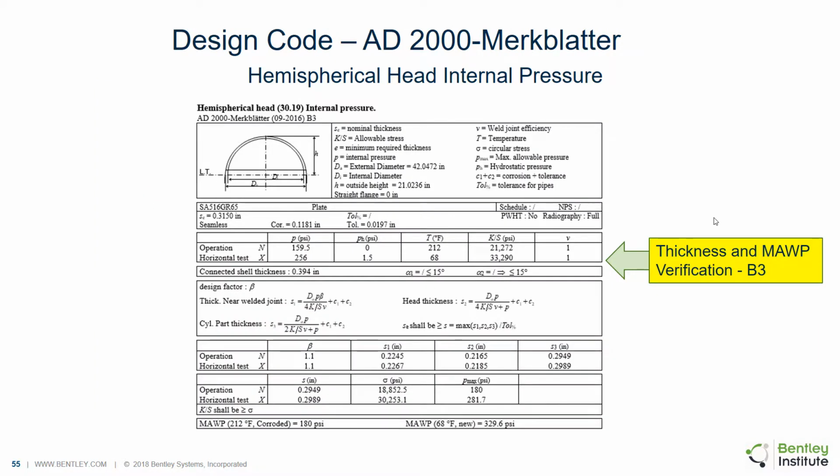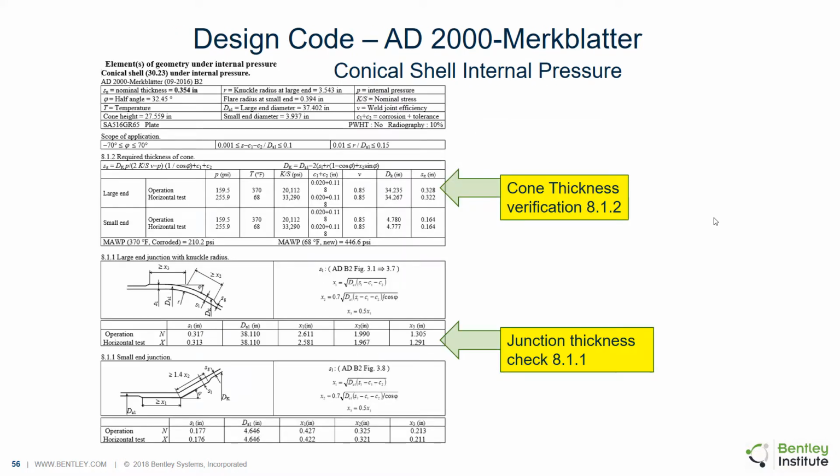Here is an example of the hemispherical head calculations performed using AD Merkblatt code. Thickness verification and MAWP calculations are done as per part B3. The conical shell internal pressure calculations include cone thickness verifications as per 8.1.2, subsequently using 8.1.1 to check the thickness of the large and small end junctions during operational and horizontal test conditions.